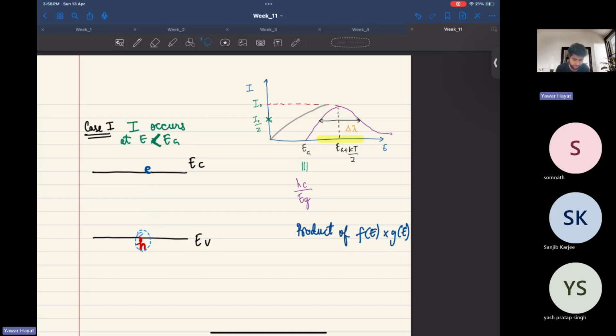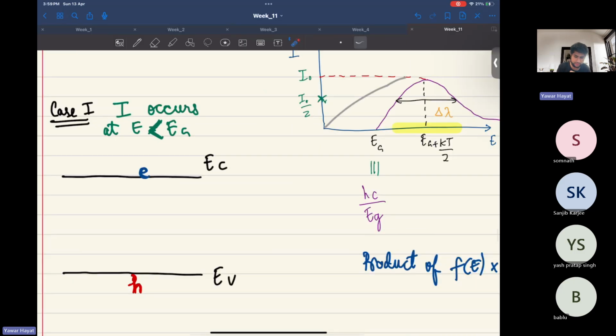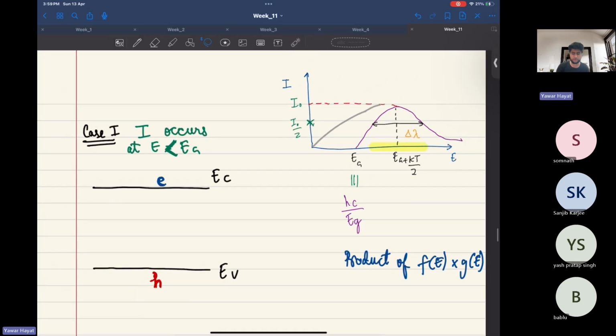Since it cannot be on EV. But the point is, even if you keep it on the edge, this product is still zero, right? Only when it is slightly greater than EG, it has to be slightly set away from EV. So that is the reason at EG it's zero. And beyond this, what happens? If you take this electron more and more up, this would increase.